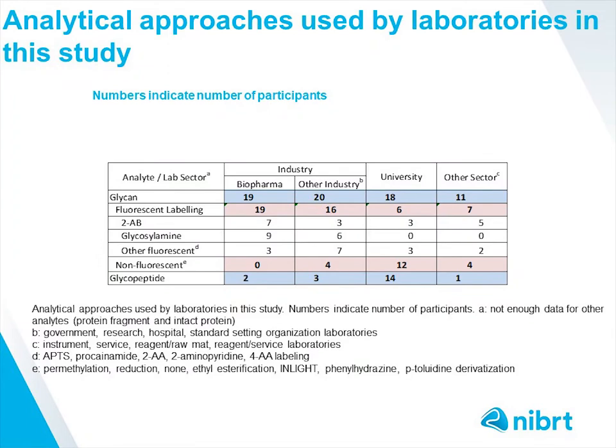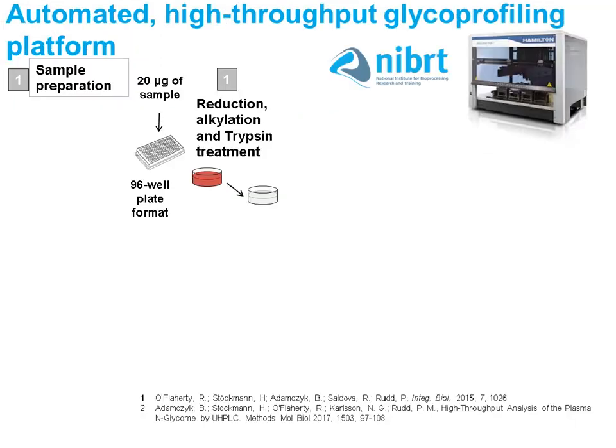So just to give you a flavour of the type of analysis that we did at NIBRT, we used an automated platform called a Hamilton Starlet. And remember, we were provided with 0.4 milligram of material of the monoclonal antibody and the reference material, which had the galactose moiety stripped off it. But we were able to, just using 20 micrograms, and we could do it in replicates in a 96-well plate format, reduce, alkylate, and trypsinate the monoclonal antibodies.